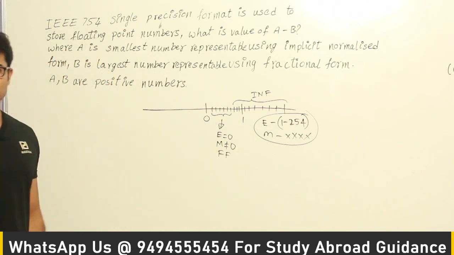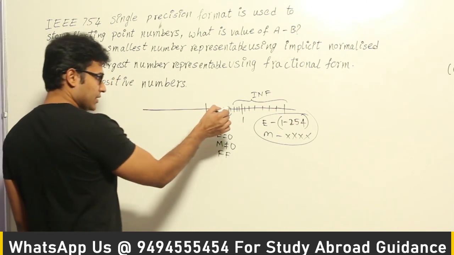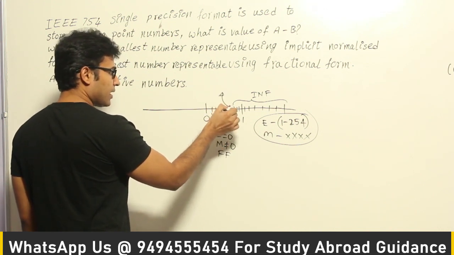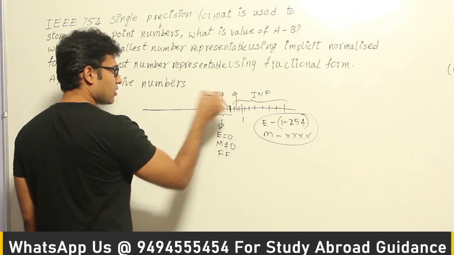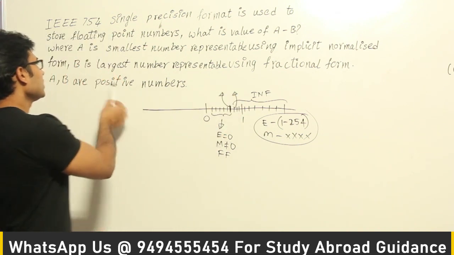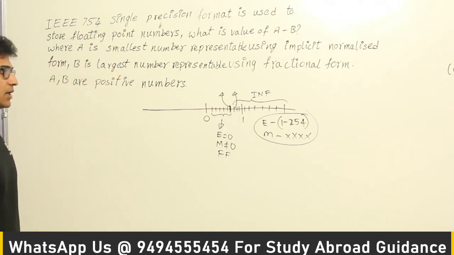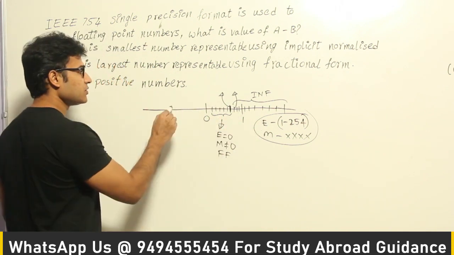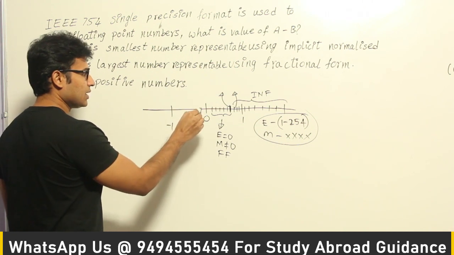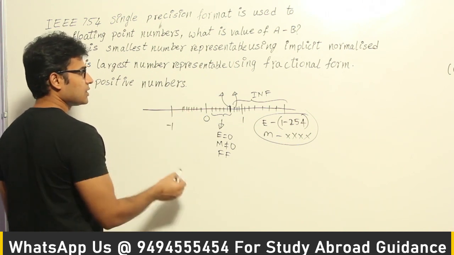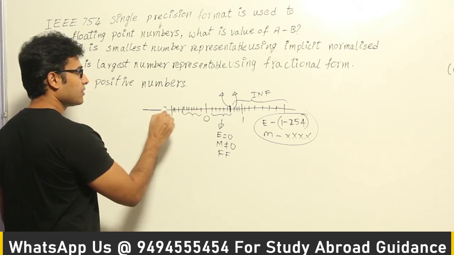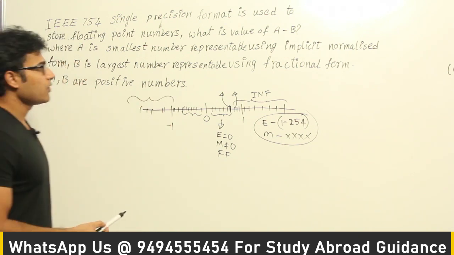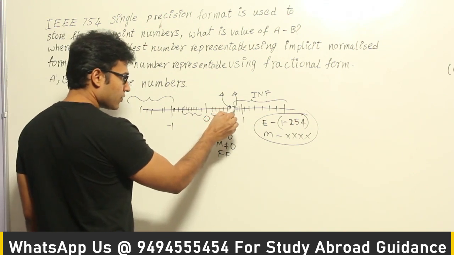Now what they are trying to ask here is, what is the difference between the largest fractional form number and the smallest implicit normalized form number on the positive side, given a and b are positive numbers. Actually the same thing will happen even on the negative side as well. Between 0 and minus 1, some of the numbers will be represented by the fractional form and the other numbers will be represented by the normalized form. Now they want us to find out the difference between these two.